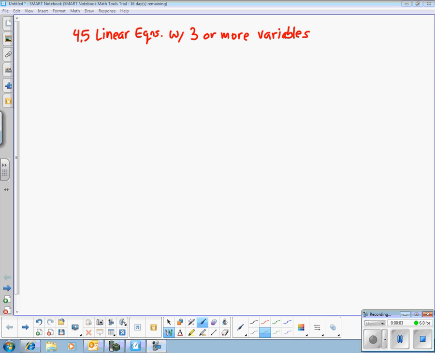Okay, here's section 4.5, linear equations with three or more variables. Most of the linear functions we deal with are going to be two variables. We deal with equations and graphs that live on a two-dimensional plane, but in the real world there are many examples where things have more than two dimensions, like everything you can see, for example. So this is just a brief introduction into the fact that not all math happens on a sheet of paper. It could happen in three dimensions.